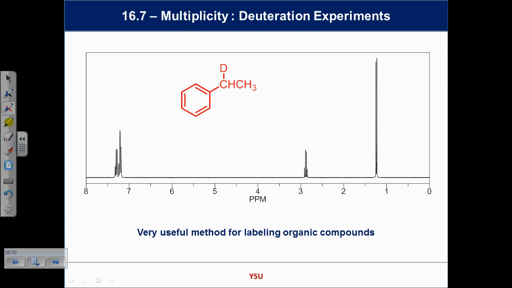So now we have a nice simple method for tracing atoms throughout a synthesis or throughout a metabolic process. Put a deuterium on there, see what happens to it. If the molecule blows apart in the liver and you end up with samples, where's the deuterium? Do a mass spectrum, do an NMR spectrum, see where it ended up. That's going to help you work out the mechanism of metabolism.